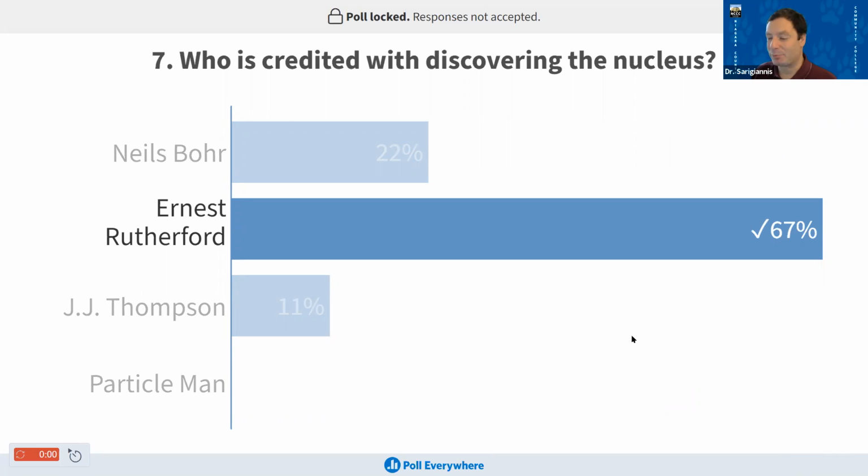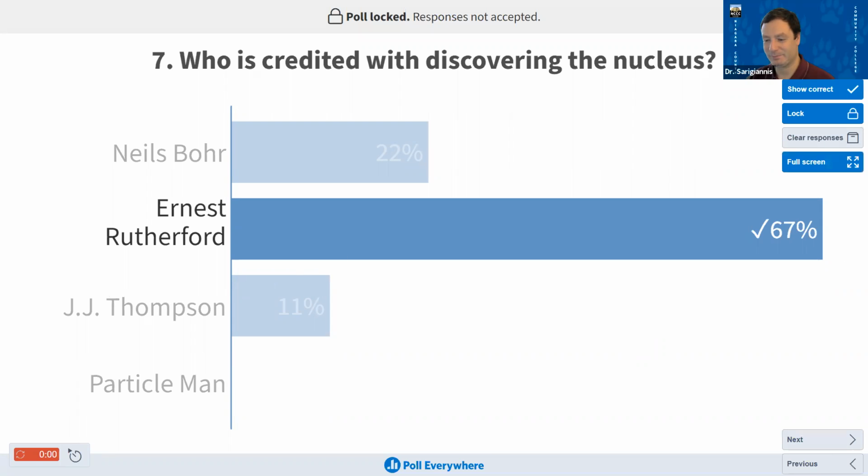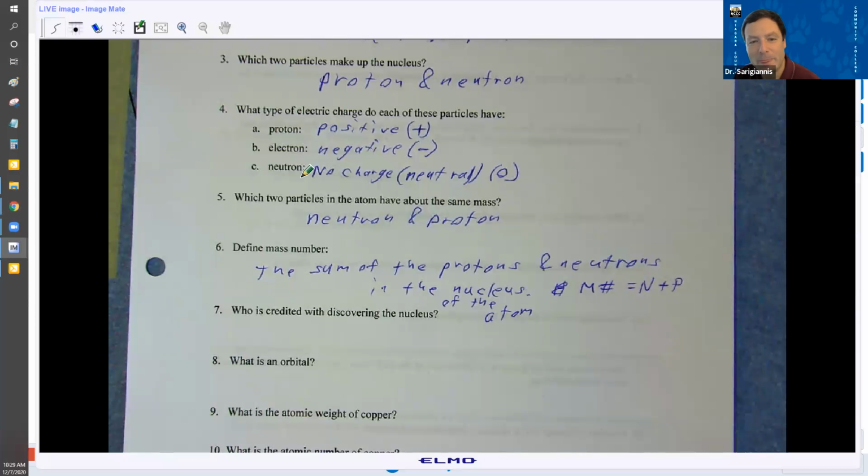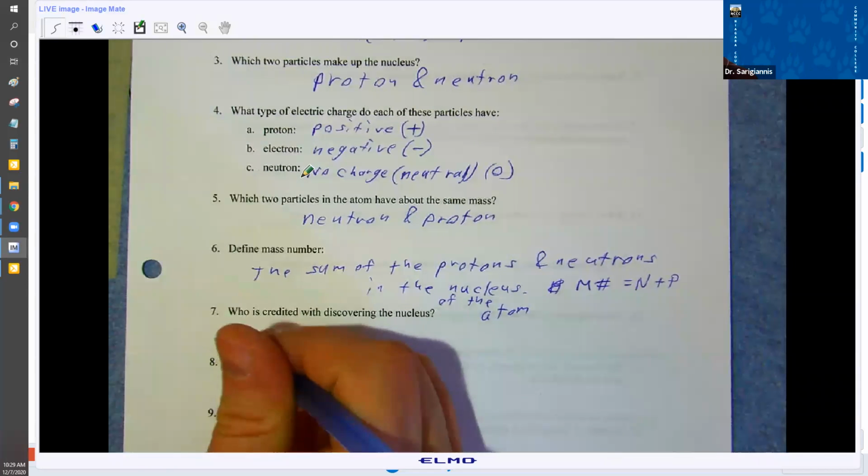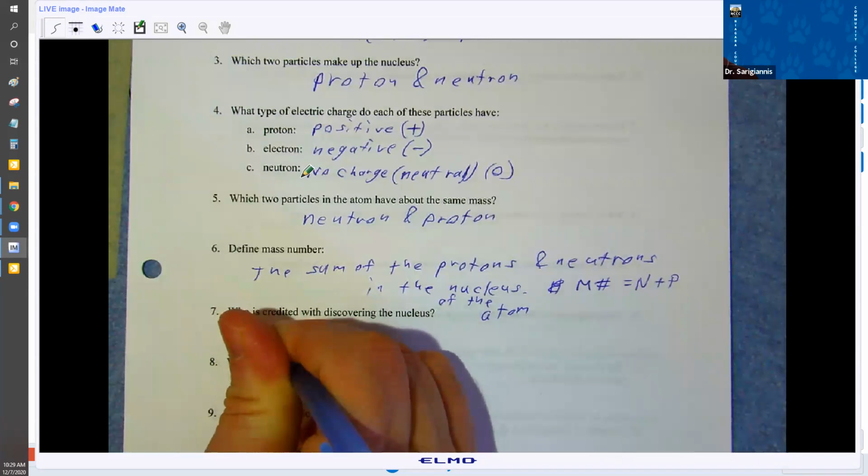He's the one that came up with the plum pudding model, and he didn't really like that model, but he had a bunch of graduate students, and Rutherford was one of them. And Rutherford went off to discover this. Niels Bohr came up with the Bohr model of the atom, and that was later on. So he had already known about the nucleus. So let's write this down. So this is Ernest Rutherford.